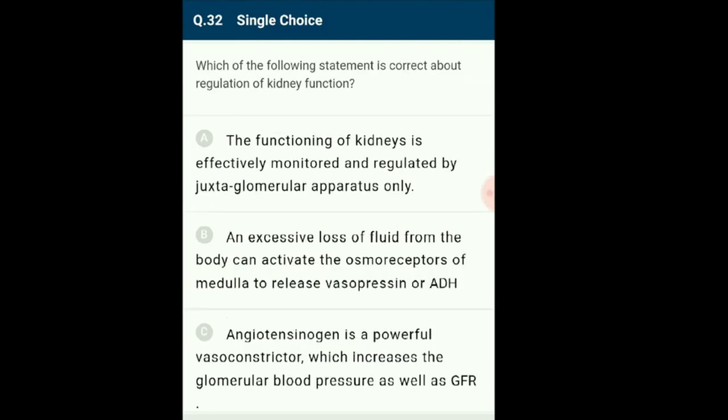Number 32. Which of the following statements is correct about regulation of kidney function?